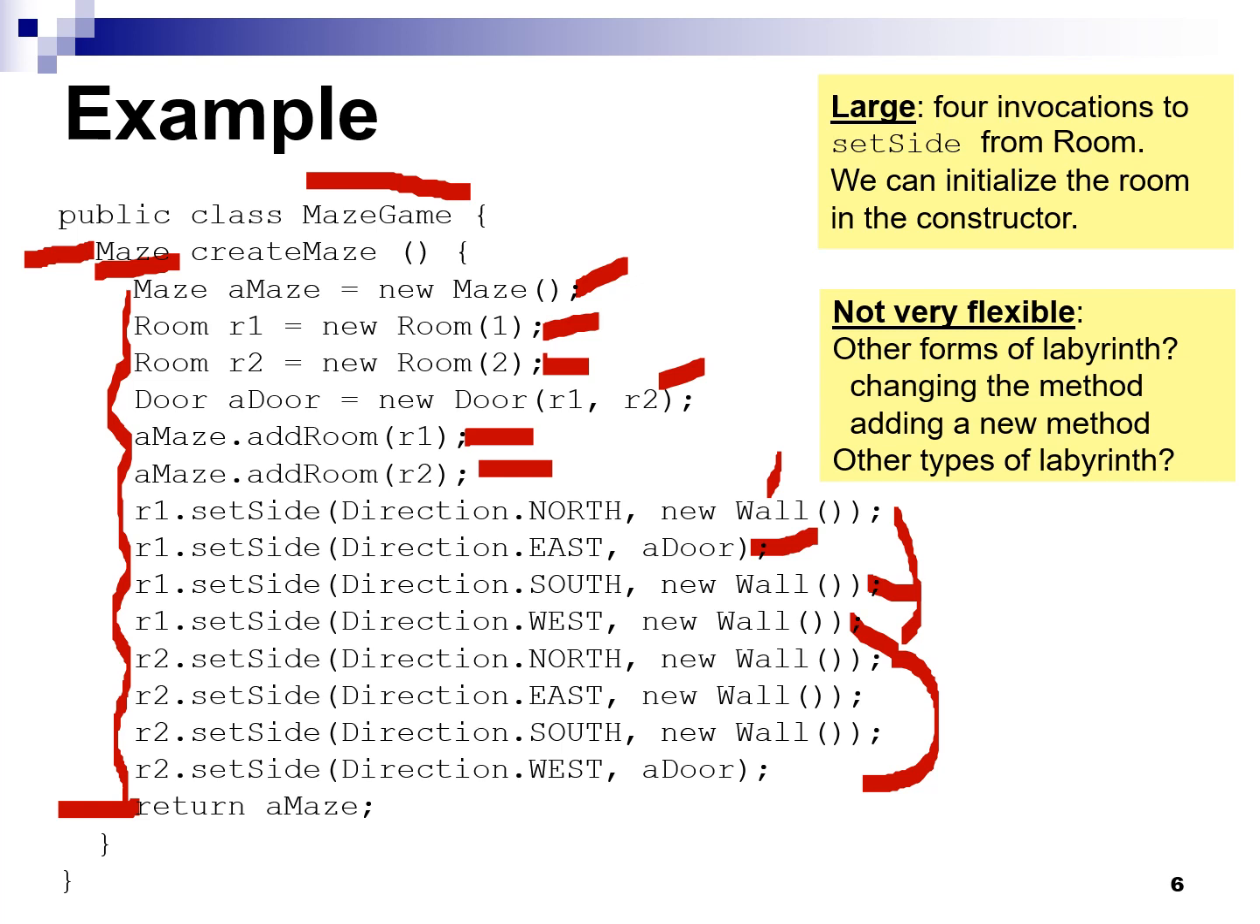Well, you see that this is an example of a method that creates an object, but it's quite large, right? So there are 4 invocations to set side and so on. So probably a better strategy is to initialize the room already in the constructor of room, because now the room needs to be configured externally, but all these details can be hidden in the constructor. And also it's not very flexible.